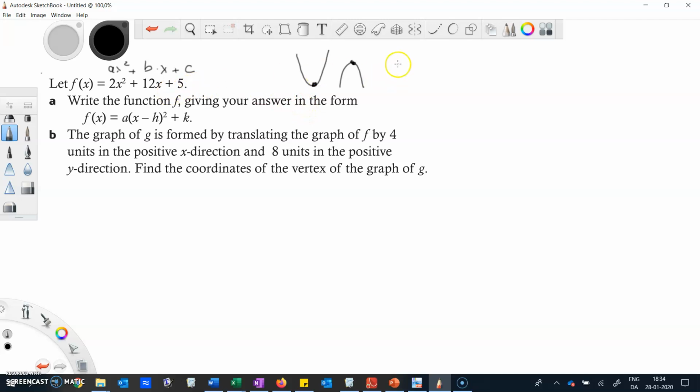How do we find the vertex? Well, we know that the x component of the vertex is minus b over 2a. This is the symmetry axis of the parabola. So we have minus 12 divided by 2 times 2. And this gives me minus 12 divided by 4, which is minus 3.